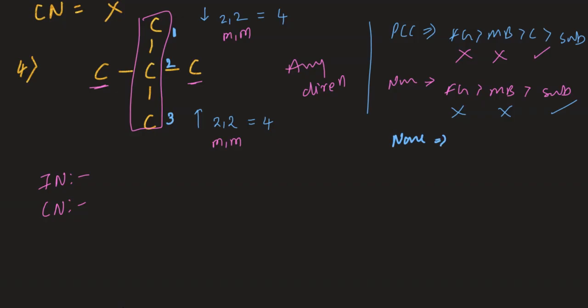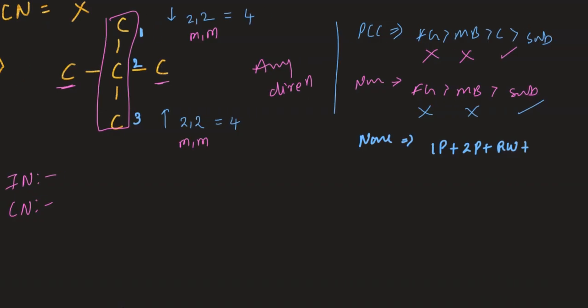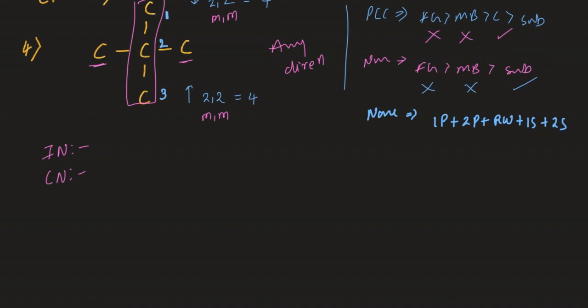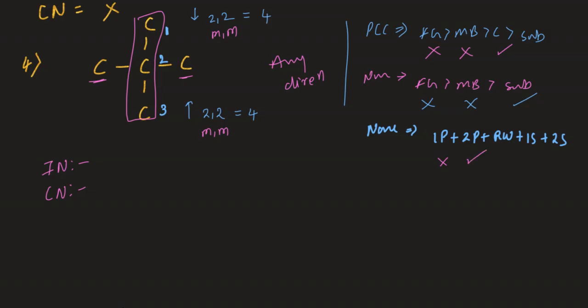Now, after numbering, what is the next step? Naming. What is the order of naming? Primary prefix, secondary prefix, root word. Next, primary suffix plus secondary suffix. Primary prefix cyclo or bicyclo is not there in the structure. The secondary prefix is the substituent. Two substituents at the second position are there, and both are the same. So I will write them at a time: 2,2-dimethyl.